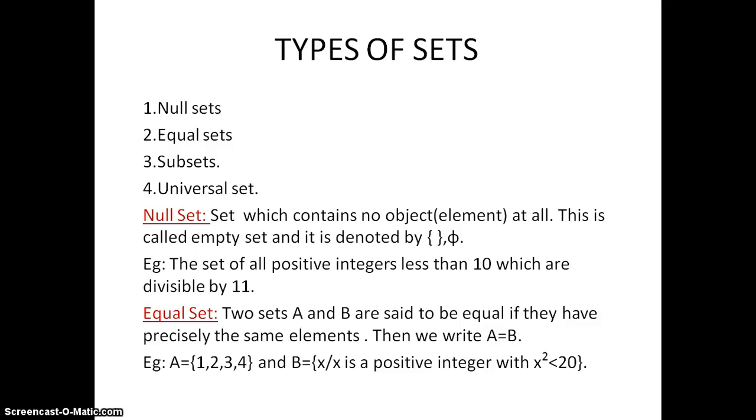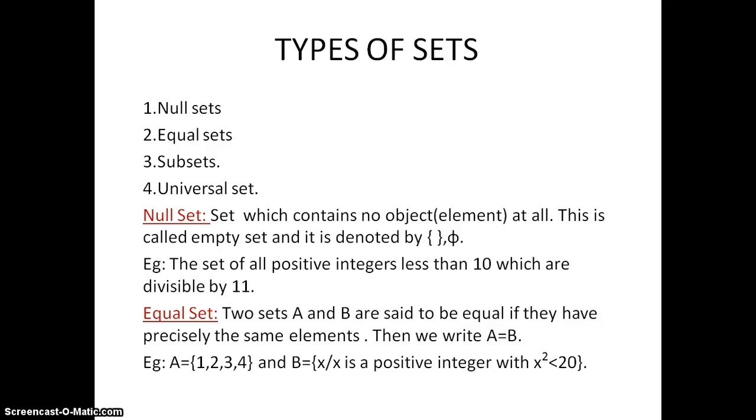An example for the null set is the set of all positive integers less than 10 which are divisible by 11. None of the elements exists, so we can categorize it under the null set. Next is equal sets. Two sets A and B are said to be equal if they have precisely the same elements. Then we write A is equal to B.